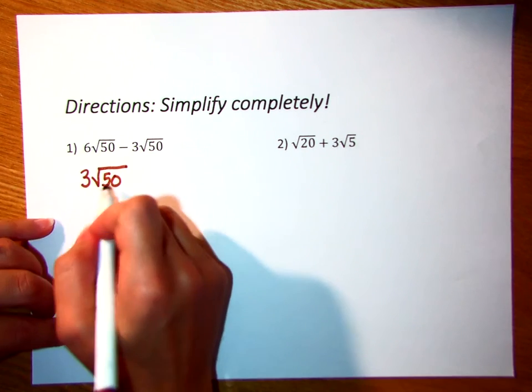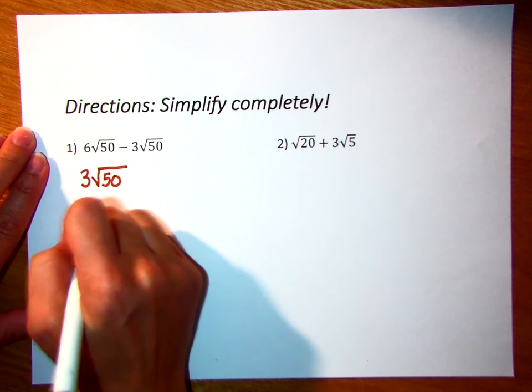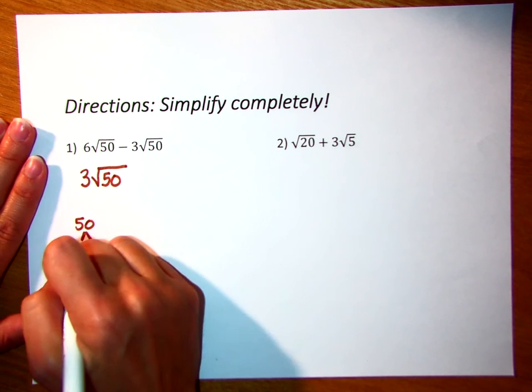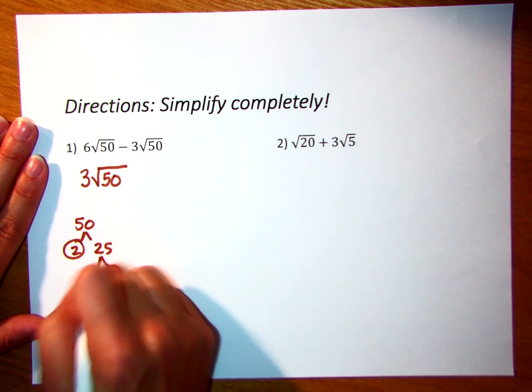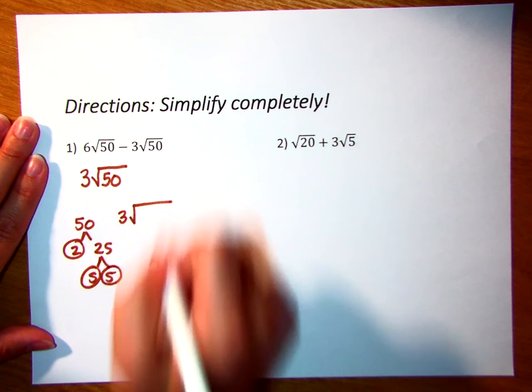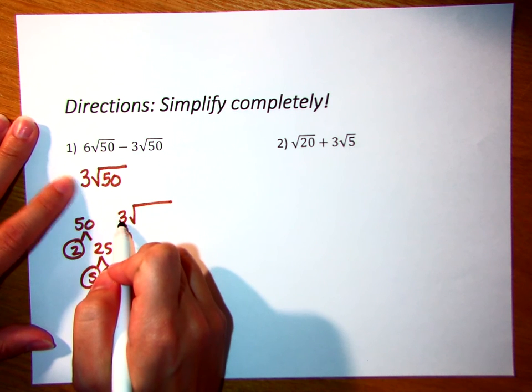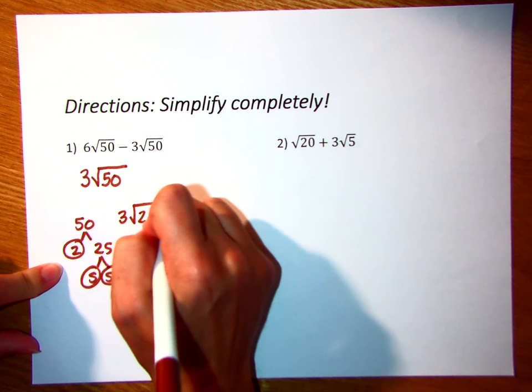So now what we're going to do is make sure we've simplified this, and so I want to just double check. I'm going to do the prime factorization of 50. That would be 2 times 25. 2 is prime. And 25 is 5 times 5. There's a pair, so that tells me this is going to actually simplify. So the 3 comes on the outside to stay there like the coefficient, and then the 50 is comprised of 2 times 5 times 5.